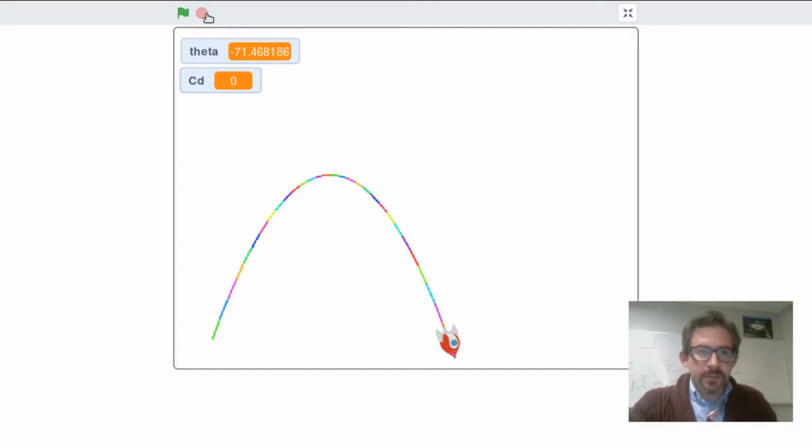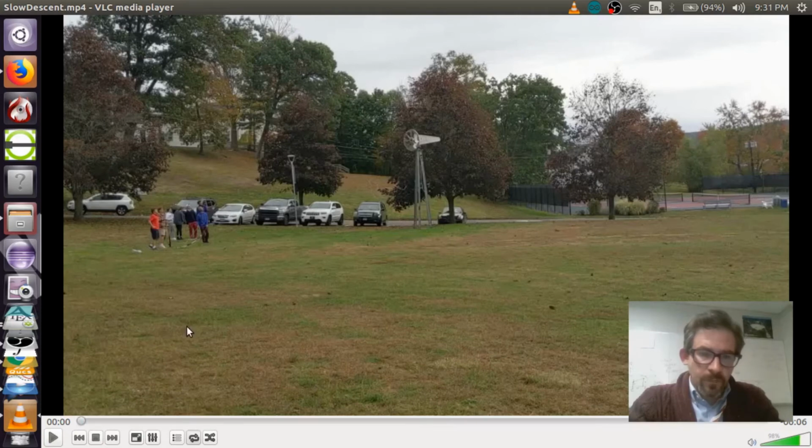Let's take a look at an actual launch. So what we're looking at here is a recent launch, and I think you'll see that the bottle is going to fall a lot more slowly than it would if there weren't some kind of aerodynamic force on it. Let's take a look at that descent.